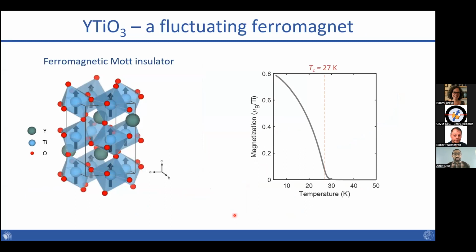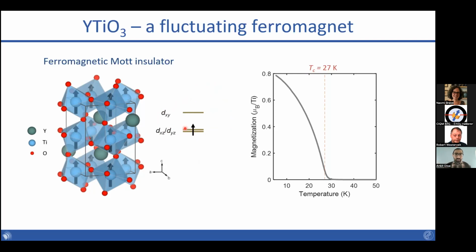So the system that we looked at in this next experiment is the transition metal oxide yttrium titanate. And I'll explain why we chose this system in the next couple of slides. It is a rather unusual ferromagnetic Mott insulator. It has a Curie temperature of 27 Kelvin. And what's most important to know from a microscopic point of view about this material is that there is a single spin-1/2 electron that lives near the Fermi level, in the titanium t2g orbital manifold. These are the low energy electronic states that are accessible.